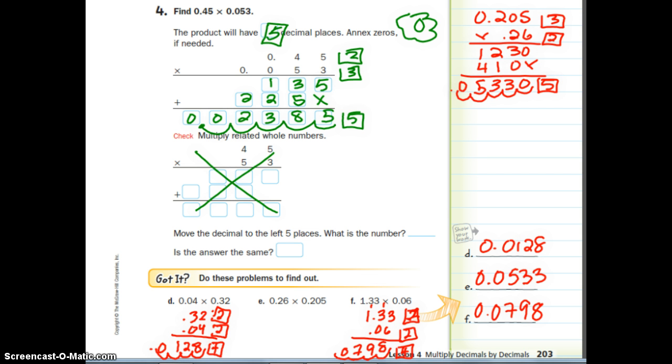Did you get the same things I got? 0.0128, 0.0533, and 0.0798. In number E, I took off the last 0 because it didn't have any value to my number, but it was necessary when I was counting my bunny hops, which were 5. Notice that the estimates for all 3 of these are 0, so making sure that you place the decimal in the right place is crucial. Putting your numbers in a box, counting over, doing it with a visual check instead of in your head will always save you. Turn the page.